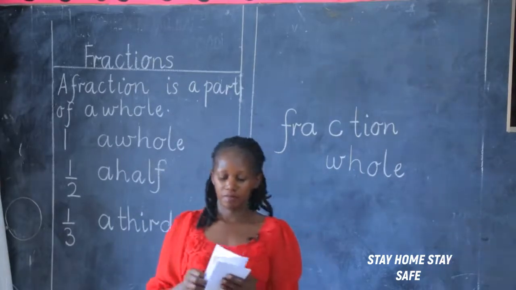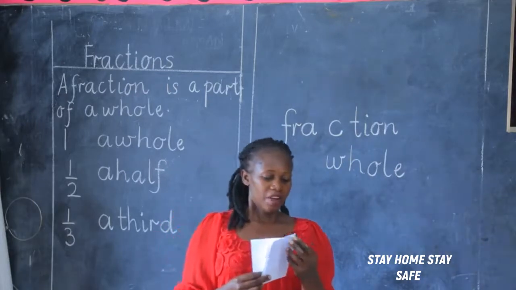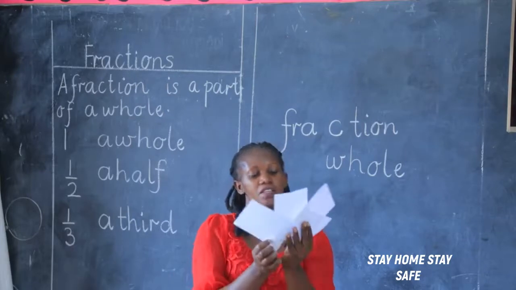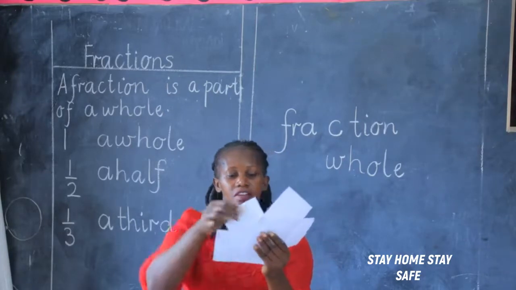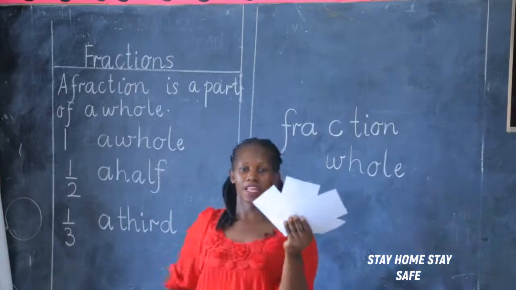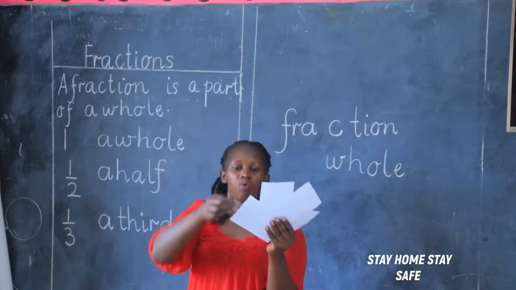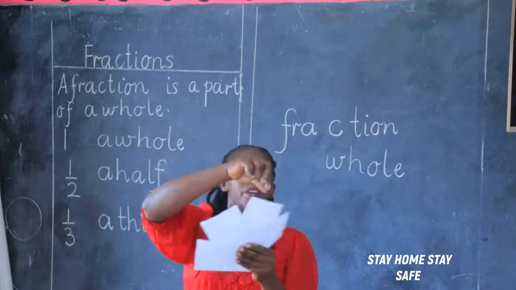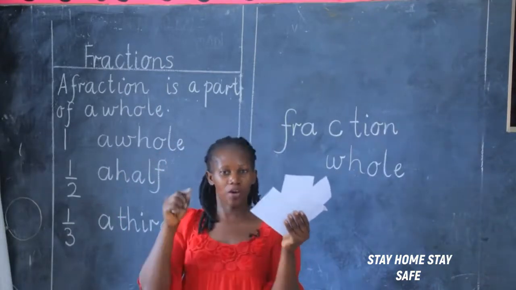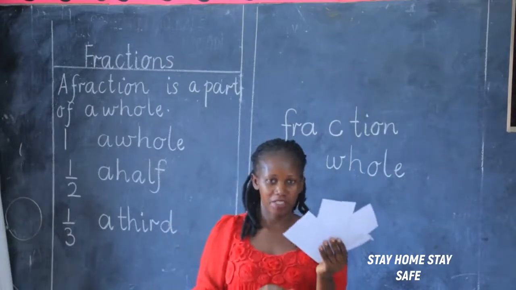I'm done. This time I've made very many pieces, very many parts. Here they are. Can you see them very well? How many are they? Count them. 1, 2, 3, 4. I've made 4 parts out of the whole. I've made 4 parts, right?